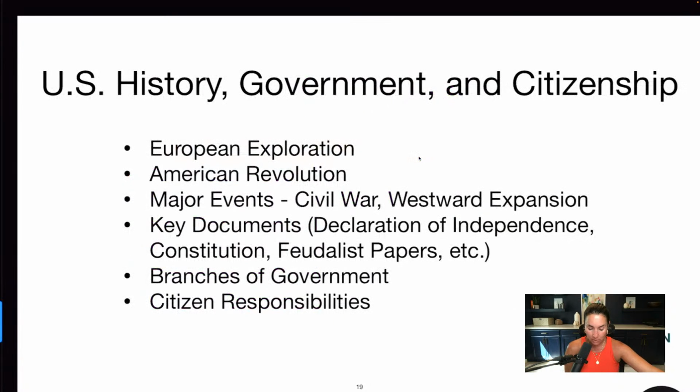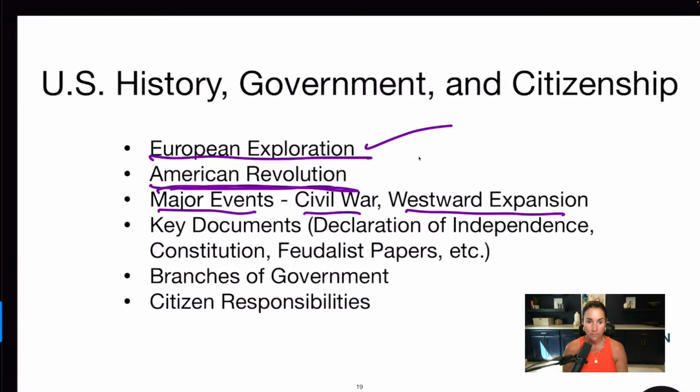So let's talk about U.S. history. We talked about this already. European exploration, coming over on boats, exploring the New World. Why did they? They were looking for the passage between Europe and the Orient. So they were looking for the Northwest Passage, and they got the Americas instead. Then as we colonize, and I say we because I am from European descent, but as Europeans colonize, the American Revolution takes place. Then after that, major events, Civil War, westward expansion.